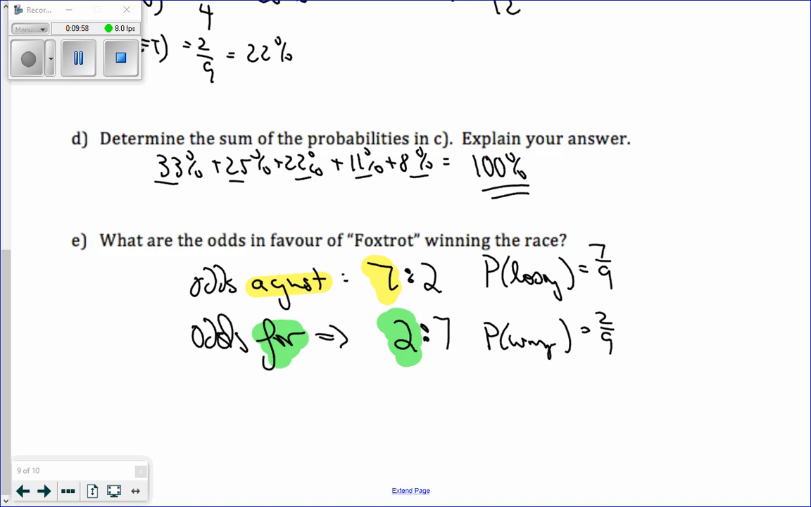So it's a matter of reading each of these questions really carefully. Just remember the first number you see is the number that matches what the question is asking. The second number you see is the opposite of that happening. Okay.